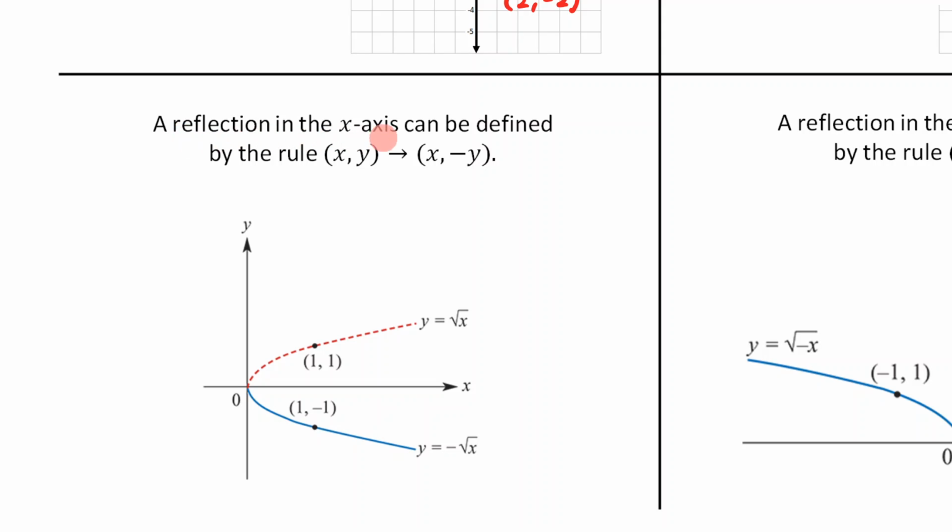So a reflection in the x-axis can be defined by this rule. And as you can see, it is my y value that is changing sign. So I start with this, and I'm going to reflect it in the x-axis. So now it becomes down here. And as you can see, I went from a y value of 1 to -1. So reflecting it across the x-axis.